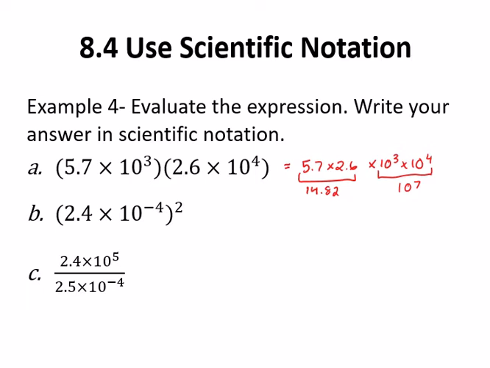Two places to the left of the decimal. So I am going to want to move that. Since I made this number smaller, I'm going to need to make that exponent bigger. So instead of 14.82 times 10 to the 7th, this becomes 1.482 times 10 to the 8th. There's a little bit of compensation there.